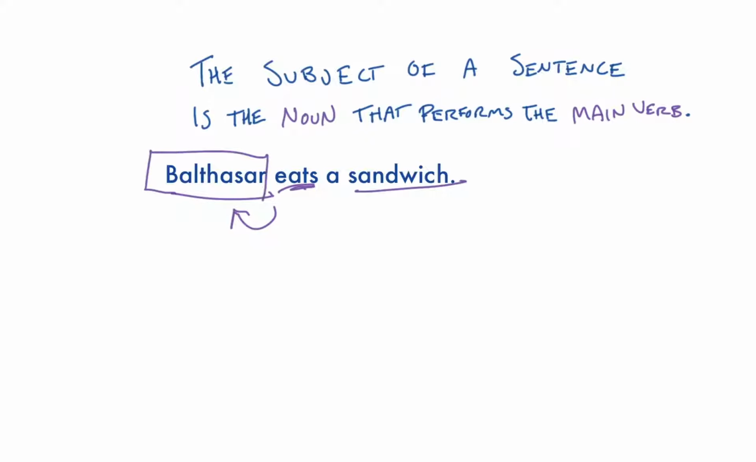Balthazar is also just one person, so we know that Balthazar matches up with eats, the singular form of the verb. Balthazar eat a sandwich would be wrong. A side note here, in English, plural nouns gain an S, but plural verbs lose an S. Compare the cat sleeps to the cats sleep. This is only true in present tense, so it won't apply all the time, but it's something to consider.